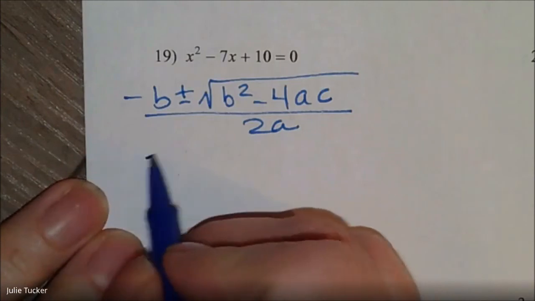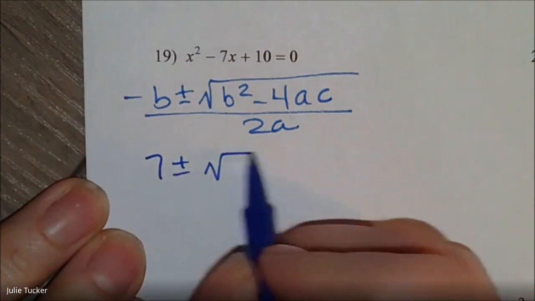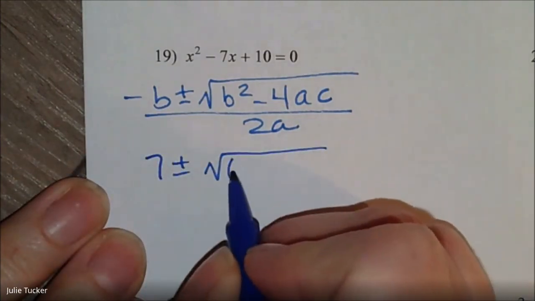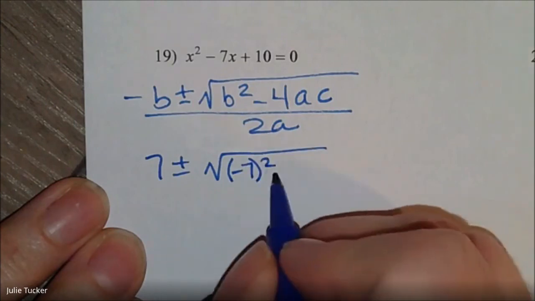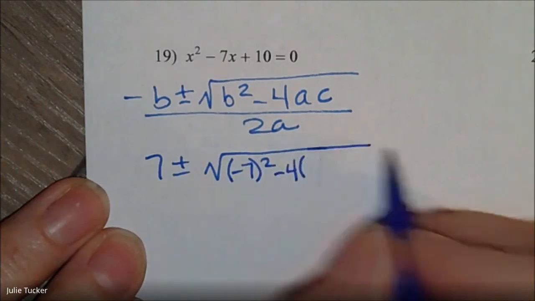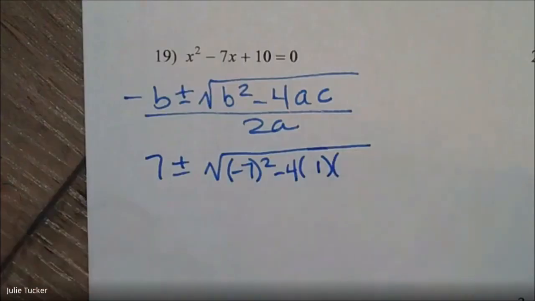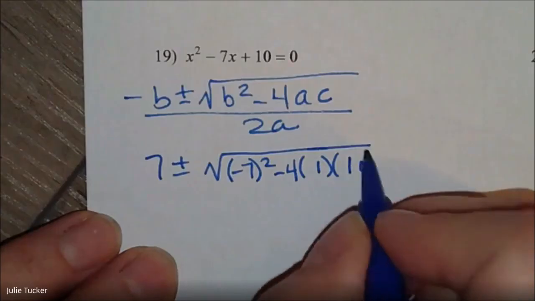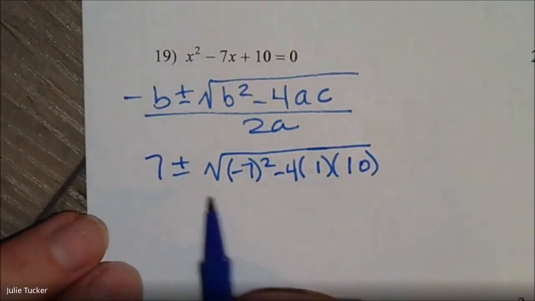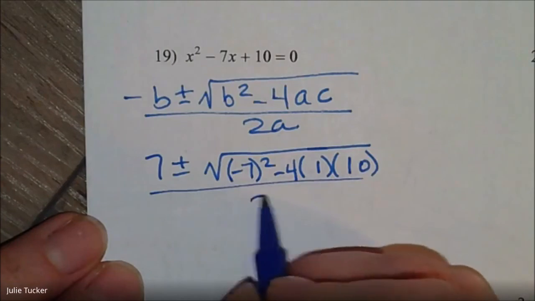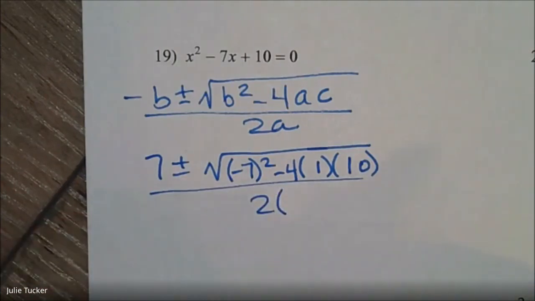Good. Now I need to put negative 7 squared minus 4 times what? 1. Times what? 10. For the C. I was on the C. All over 2 times 1.